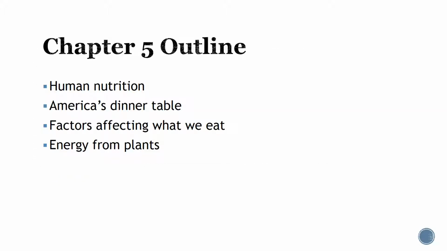So today we're going to look at 4 different aspects of Chapter 5. We'll look at human nutrition, how America's dinner table has changed, even from just generation to generation. We're going to look at factors affecting what we eat, like marketing concepts, like what we're starting to grow easier, and then we're going to look at what energy we get from plants.